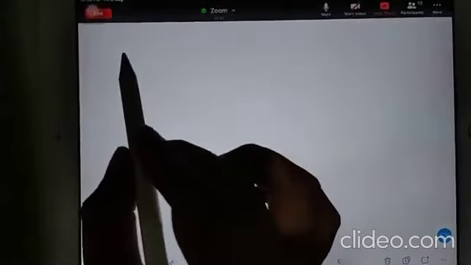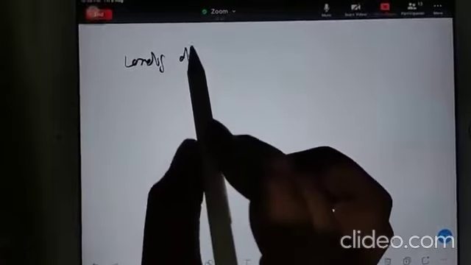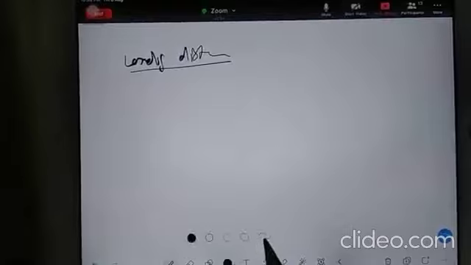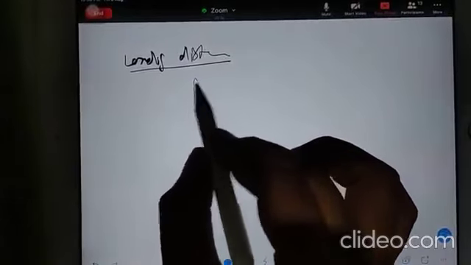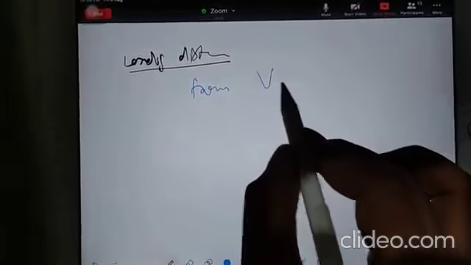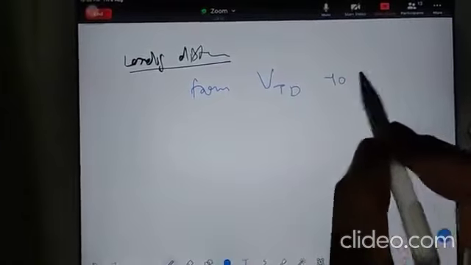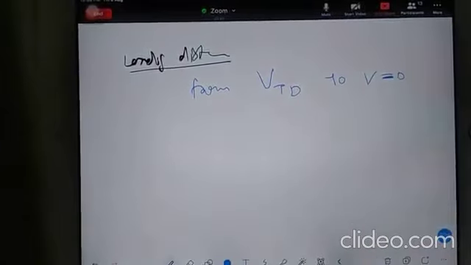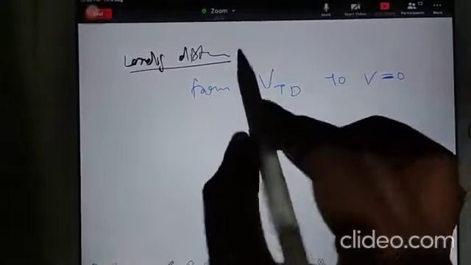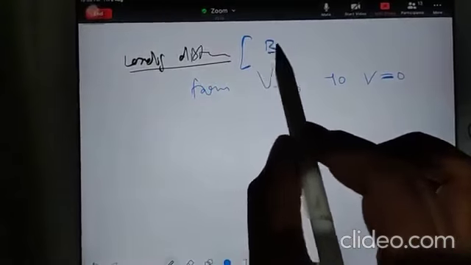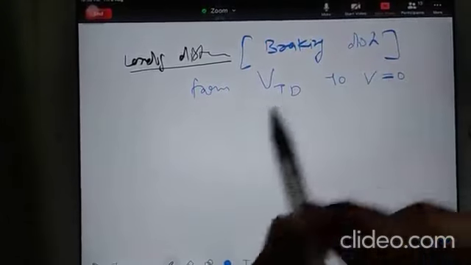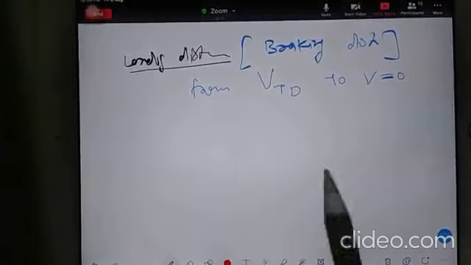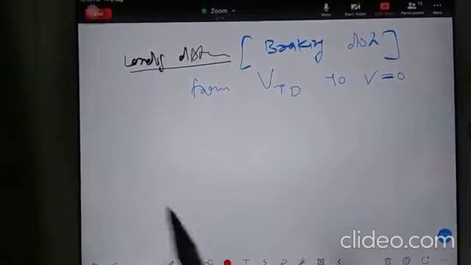Okay, I will change the page. Take down landing distance. In landing distance, you have to write like this: from V touchdown to V equal to 0. You can also call this distance the braking distance, meaning when the aircraft is touching the ground, and after that it is stopping.